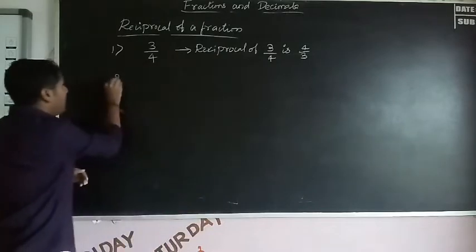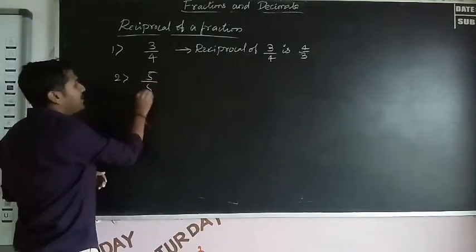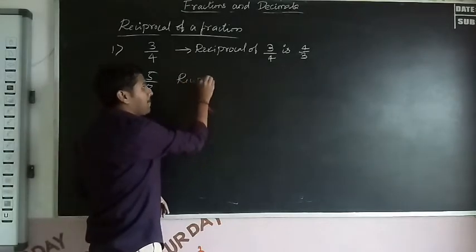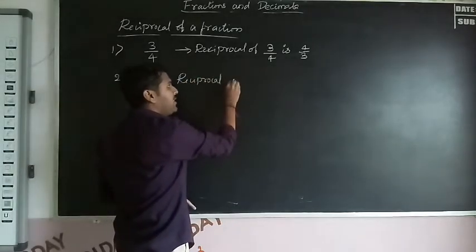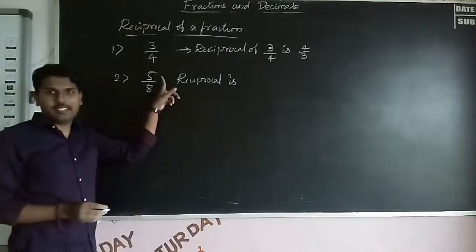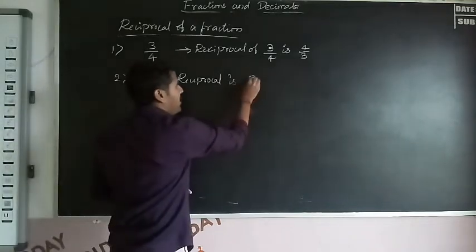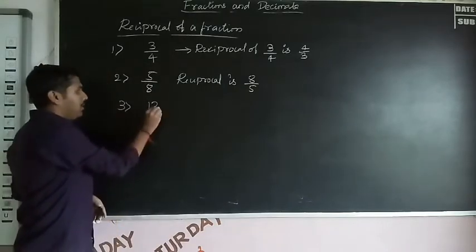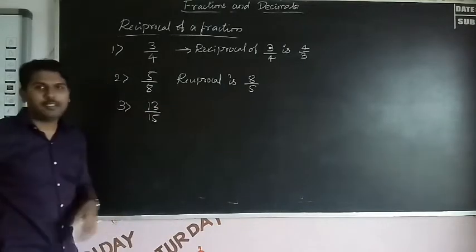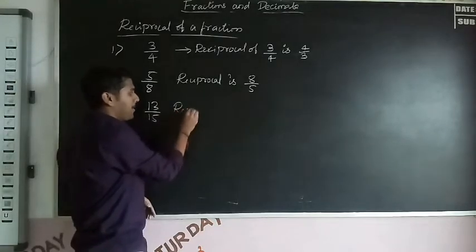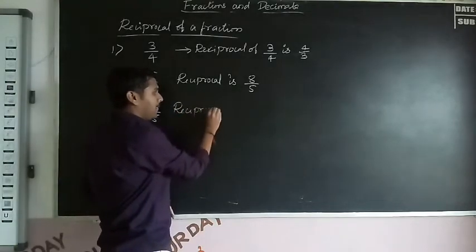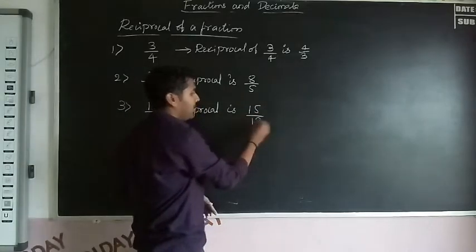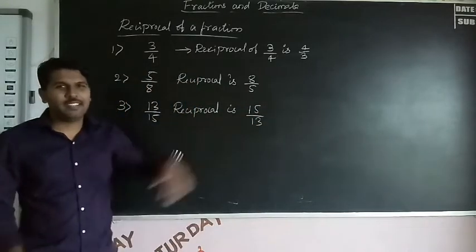So take another one. 5 by 8. Reciprocal is, just reverse it. Okay. 8 by 5. Simple. 13 by 15. So reciprocal is 15 by 13. Okay. It's very easy.